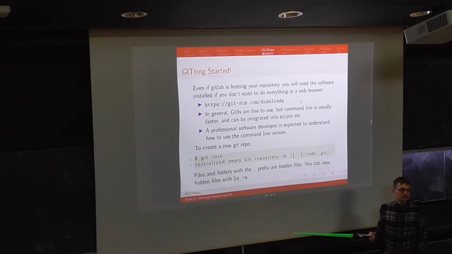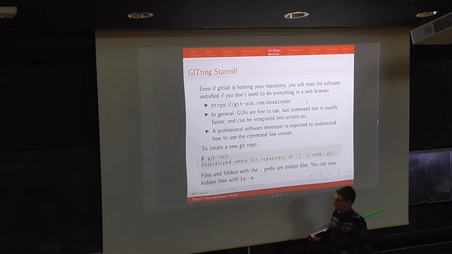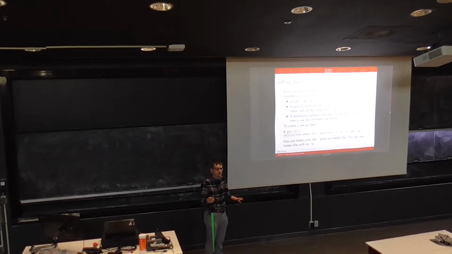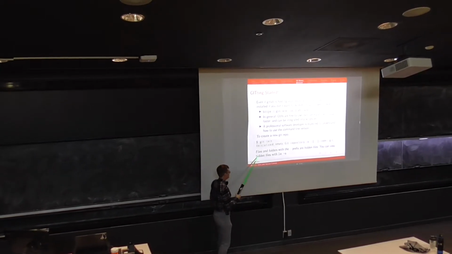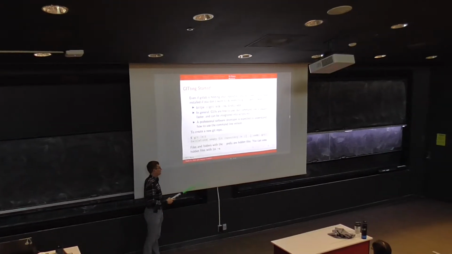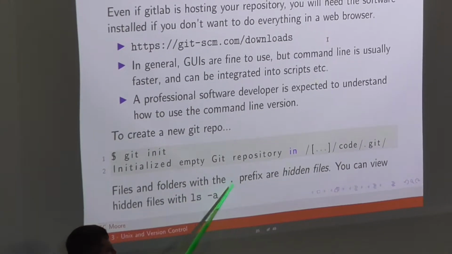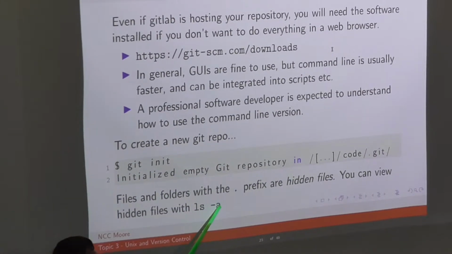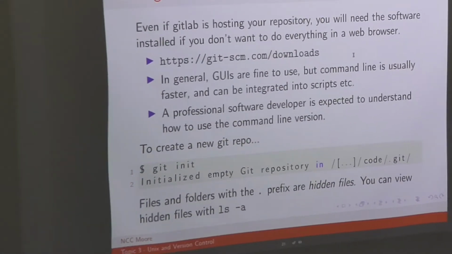To create a new Git repository, the command is git init. This creates a new folder which has been set up with the hidden folders and information necessary to maintain a Git repository. In Unix, files and folders with the single period character prefix are hidden files. You can see them by adding the -a flag to an invocation of ls. So let's see what this looks like.